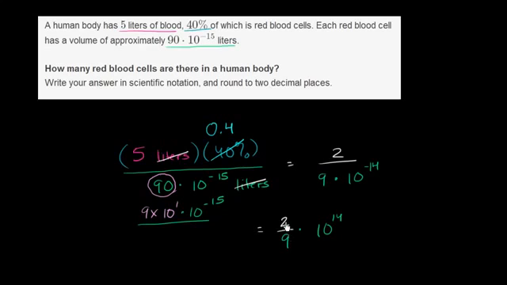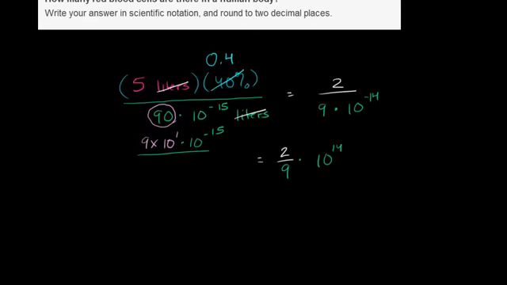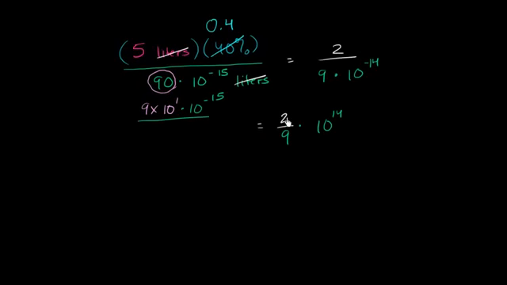But you might already realize, look, 2/9 is not greater than or equal to 1. How can we make this greater than or equal to 1? Well, we could multiply it by 10. If we multiply this by 10, then we've got to divide this by 10 to not change the value of this expression. So I'm going to multiply this by 10, and I'm going to divide this by 10. So I haven't changed anything. I've multiplied and divided by 10. So this is equal to 20 over 9 times 10 to the 14th divided by 10, which is 10 to the 13th power.